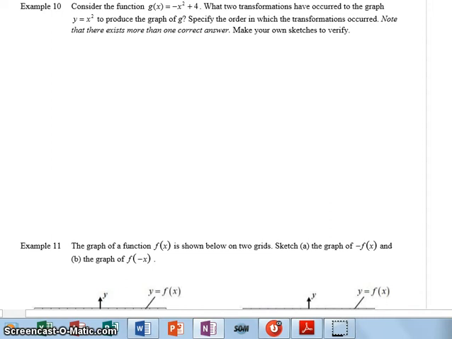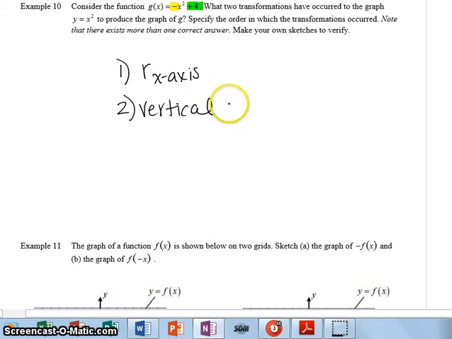All right, so you should notice two things here. You should notice this negation, and that negation signifies a reflection. So first I have a reflection over the x-axis. So the parabola flips over the x-axis. But then you should notice the plus 4 is a vertical shift up 4. So that was going back to day 1. So that's a vertical shift up 4. Okay, so it's getting flipped and shifted up.